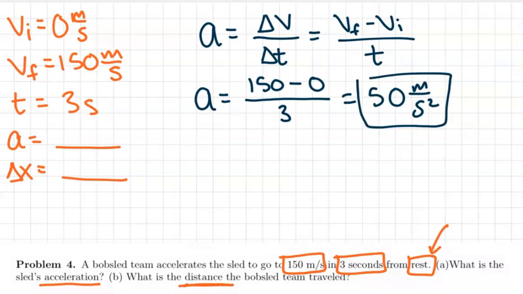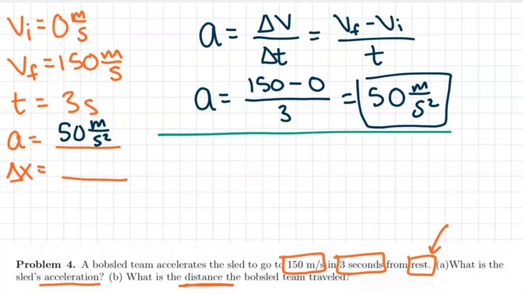So now we can put that information in our data table to help us solve for the distance the bobsled team has traveled. Now we pretty much have every single variable except for delta x. So it's up to us to decide which equation we want to use. So let's go ahead and use the very last one. We haven't seen that one yet. So the last one is v final squared equals v initial squared plus 2a delta x.